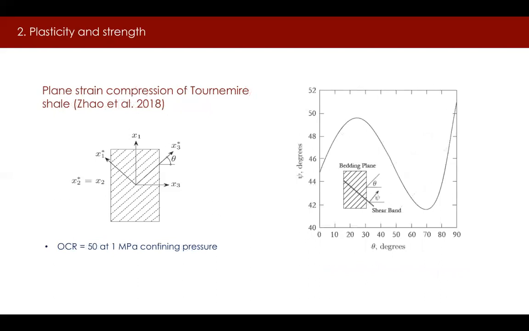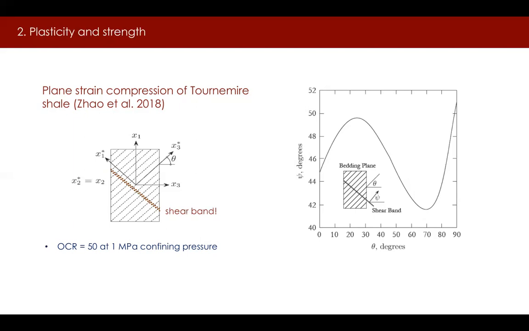This hypothetical simulation on Tournemire shale depicts the onset of strain localization in the form of a shear band under plane strain condition. The plot on the right shows the vertical axis psi defining the normal to the shear band as a function of the bedding orientation theta, which is the horizontal axis. We see that psi varies from 42 degrees to around 51 degrees. But the upshot of this analysis is that a shear band would form across the bedding plane, where the rock is weaker, and not along the bedding plane, where the rock is stronger.